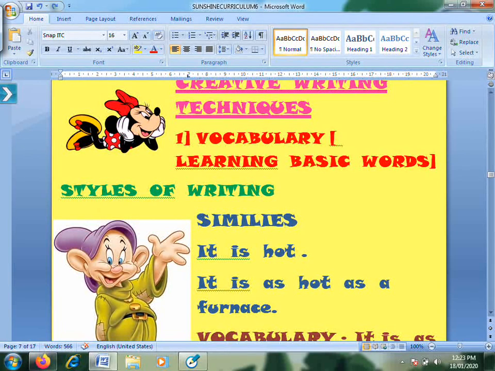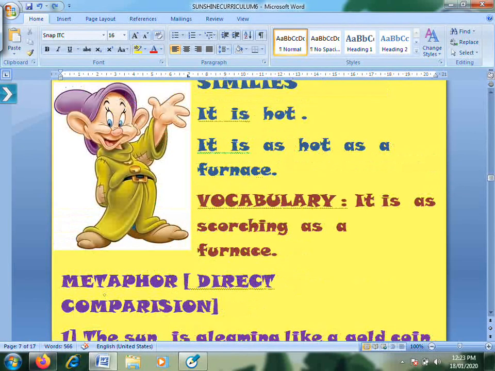So how we go about with this is, for example, say for hot, they learn the simile that it is as hot as a furnace. Now if I want to make it better, I have learned a better word for hot in the course of the class. So I can convert this by saying that it is as scorching as a furnace. So I'm not only using a vocabulary, but I'm also using a simile, and this helps them to broaden their thought process. But this will come to them on their own.